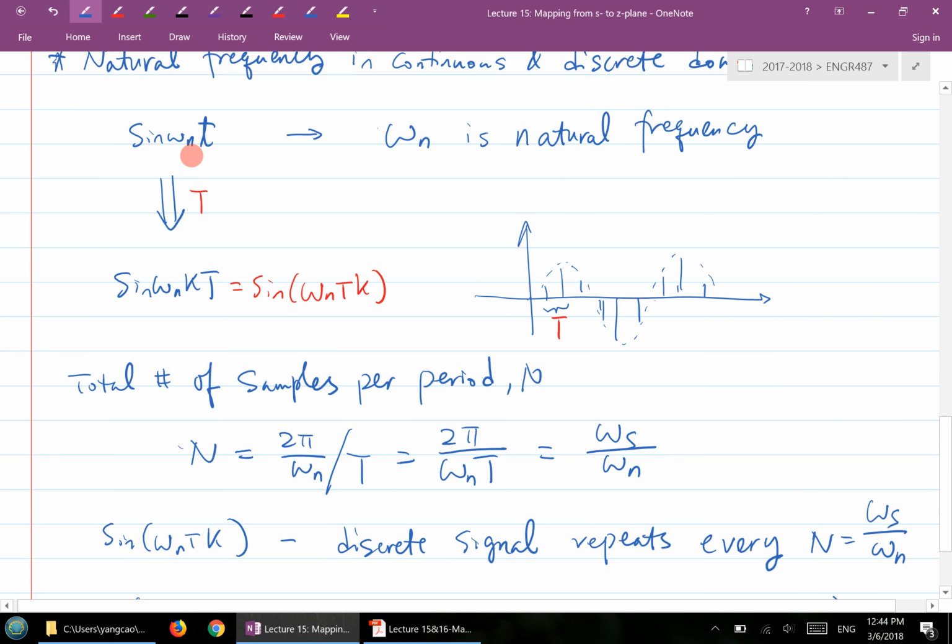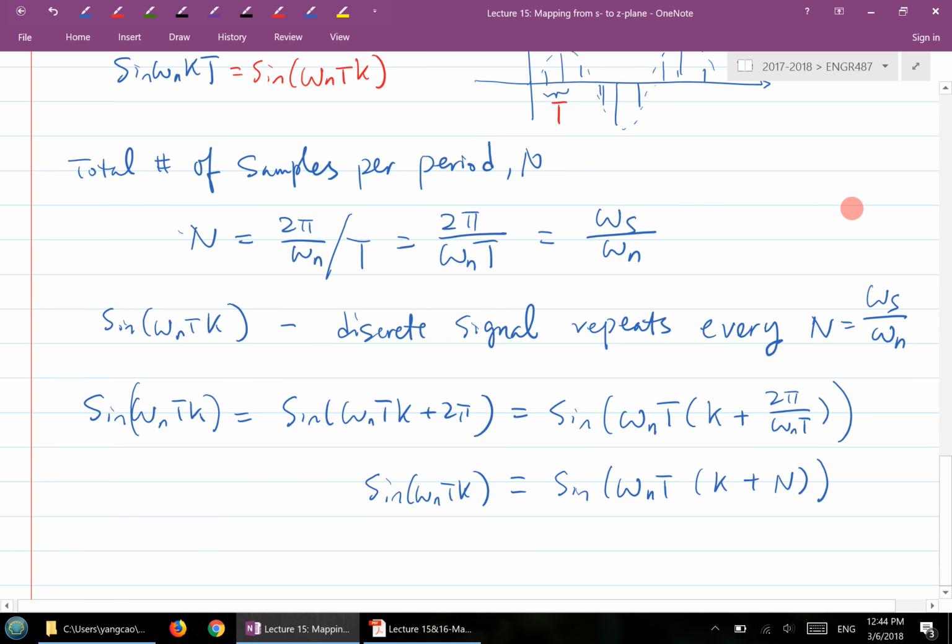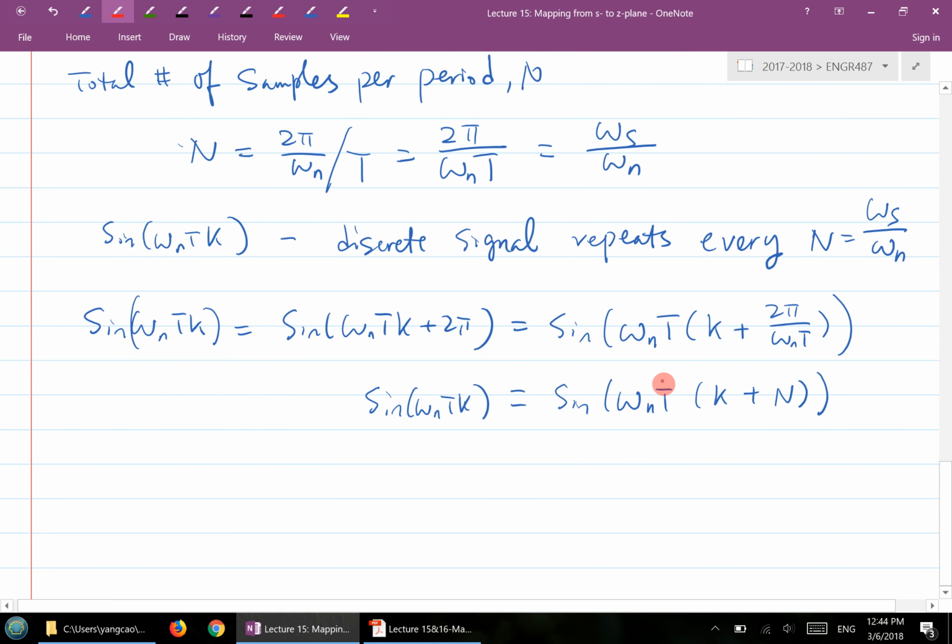For a continuous signal, your omega n is the natural frequency. Now if I look at the discrete signal, the natural frequency should be this quantity. Let's say theta equals omega n T. This is basically called the natural frequency.